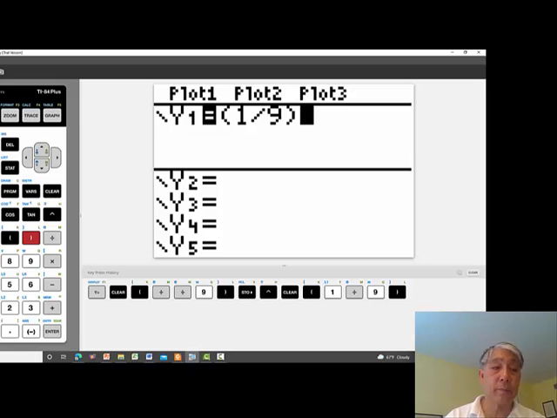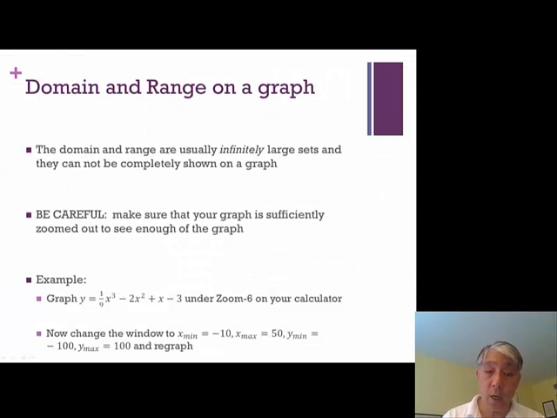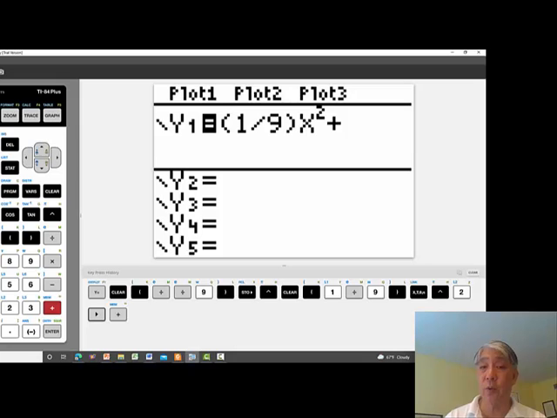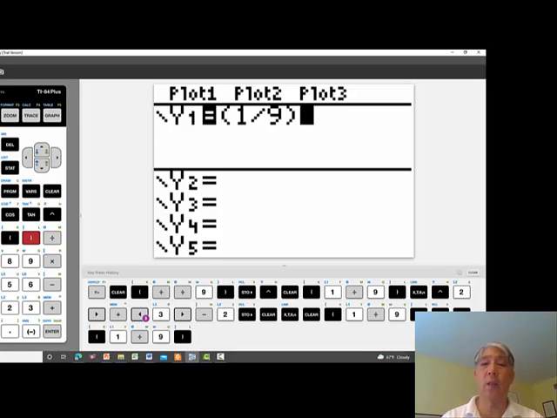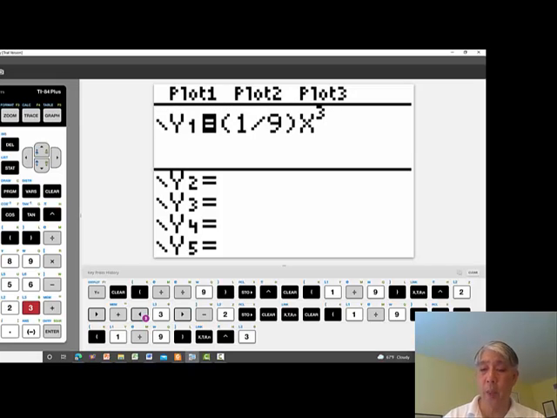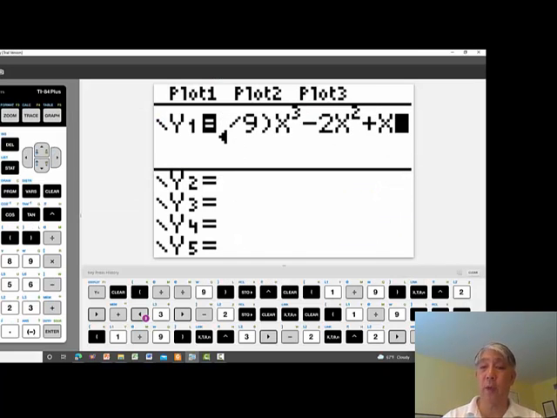1/9 x squared, arrow out to get it out of the exponent, plus, it was actually 1/9 x cubed minus 2x, 1/9 x. 1/9 x cubed minus 2x squared plus x minus 3 plus x minus 3.